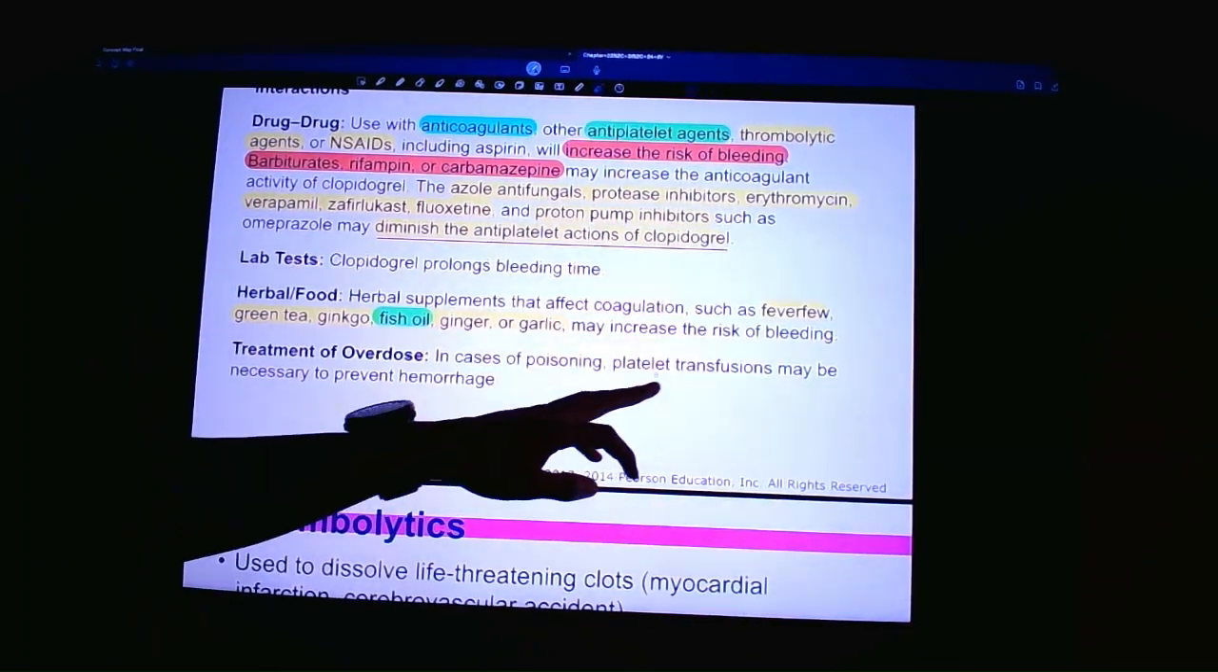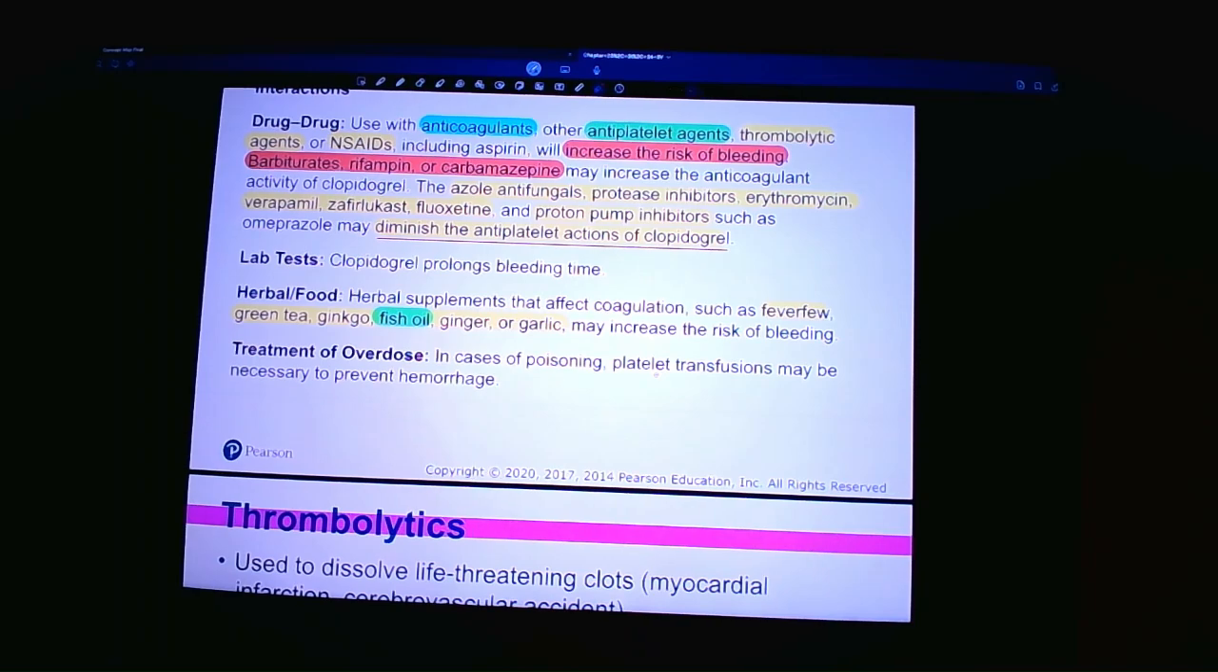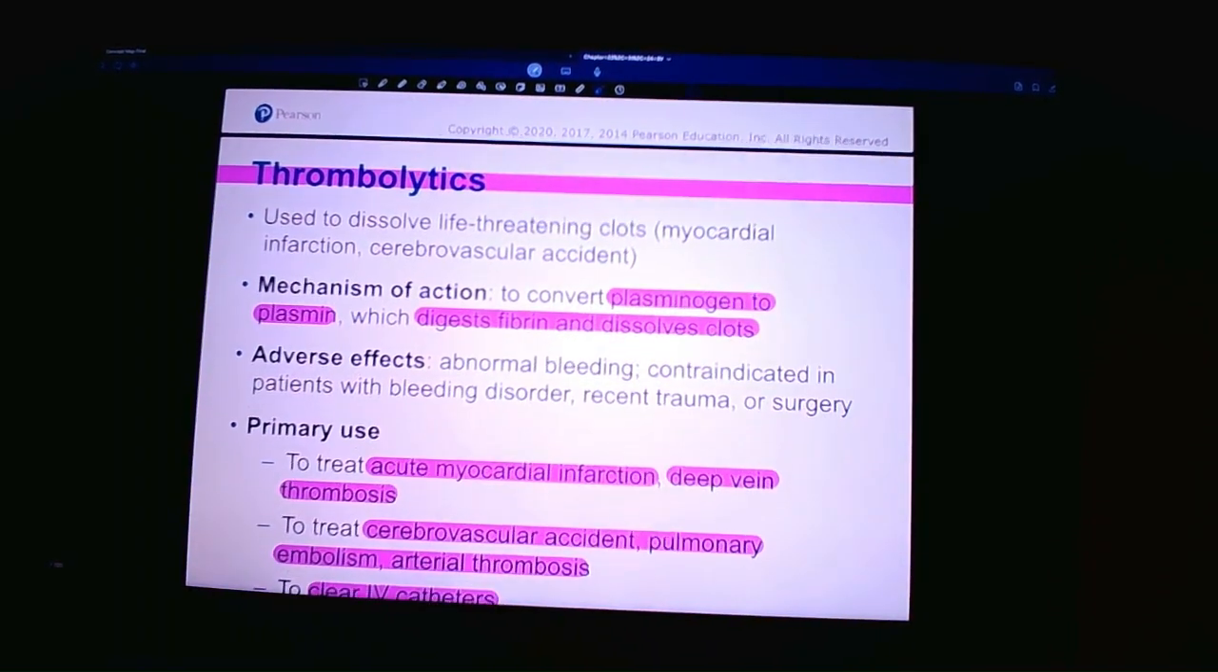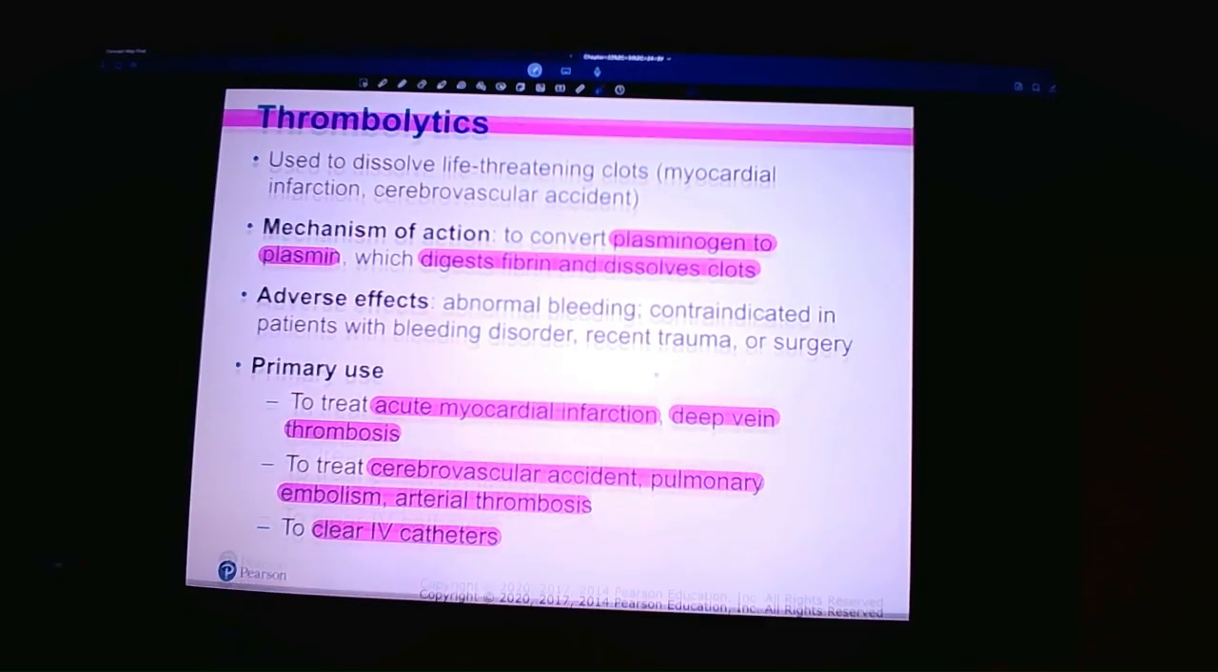And then platelet infusions are given to patients who are having hemorrhage. Makes sense because their platelets are gone, right? So just give them more platelets, right, through infusion. And that's it for the antiplatelet. Now we're kind of close to finishing.